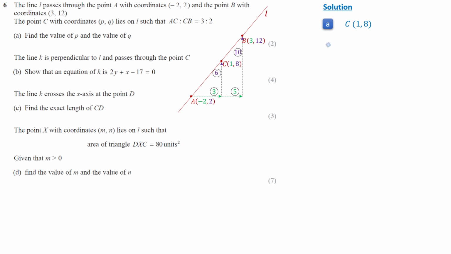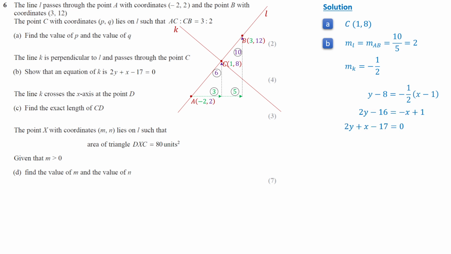Line K is perpendicular to line L, and we need to find the equation of this line. First, we calculate the gradient of line L. Since point B is 10 units up and 5 units to the right from A, the gradient of line L is 10 over 5 equals 2. The gradient of line K is the negative reciprocal of 2, which gives negative 1 over 2. Since point C lies on line K, we can use the point slope form to find the equation of the line. Simplifying the equation and rearranging the terms gives 2y plus x minus 17 equals 0. This is the equation of the line K.